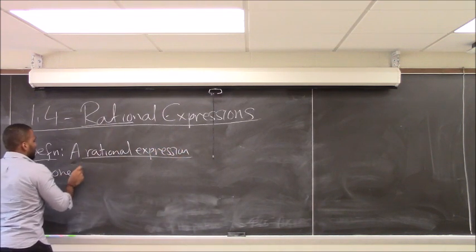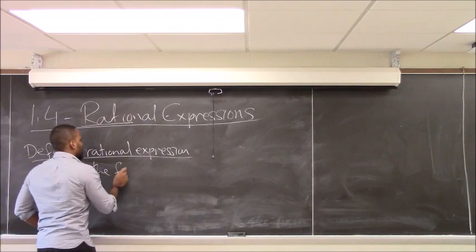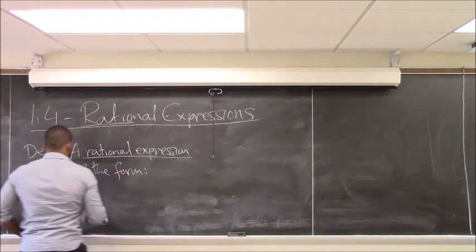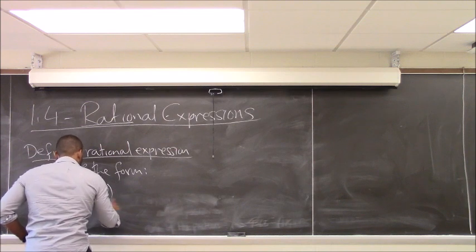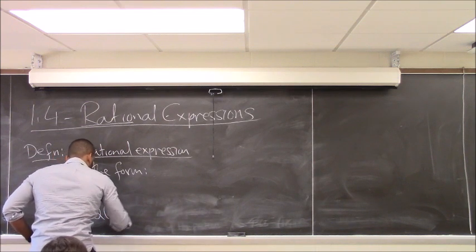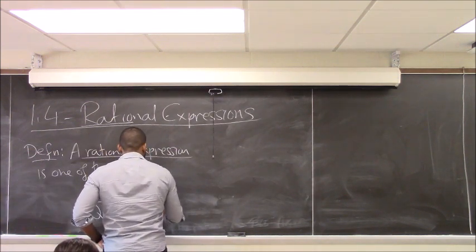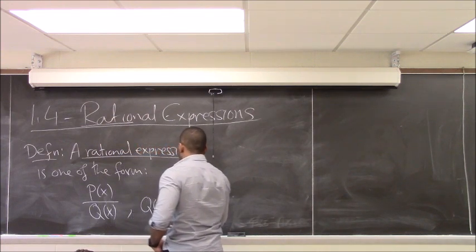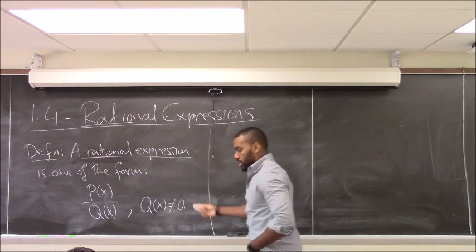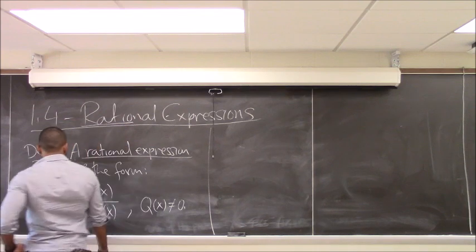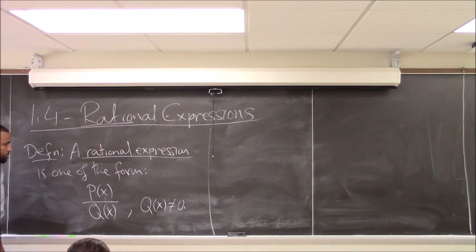It is one of the form P of X over Q of X. And remember that we can never divide by zero, so it's always assumed that Q cannot be zero. That will be one of the things you have to worry about when you're looking at the domain of a rational expression, for example.